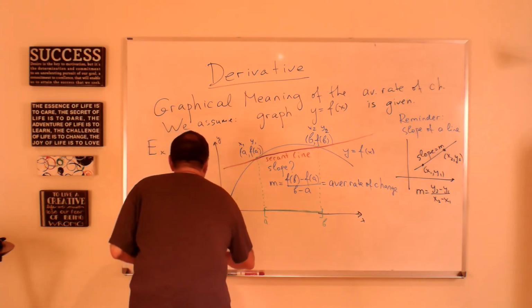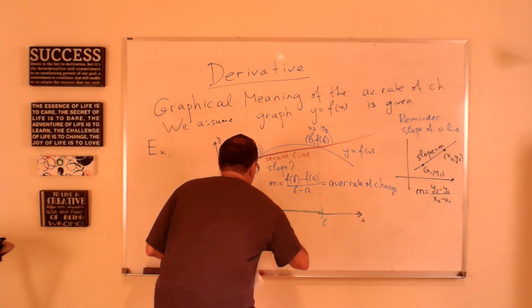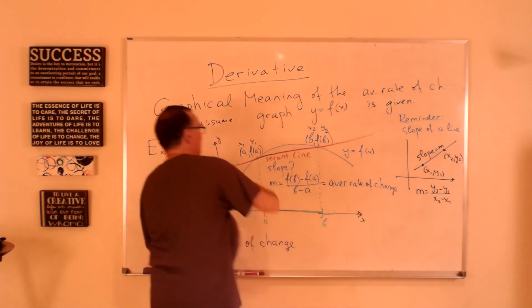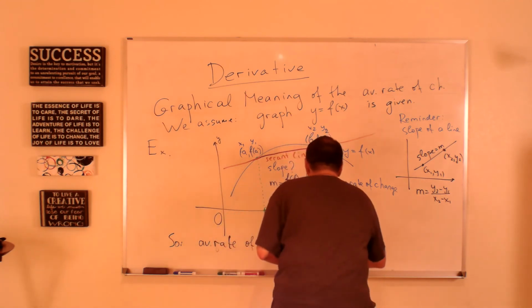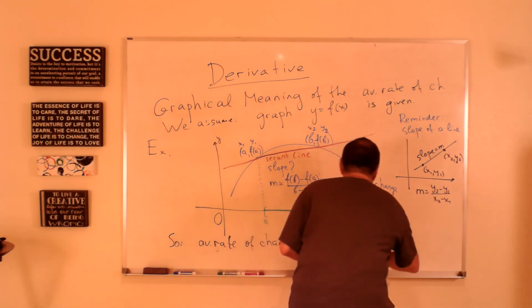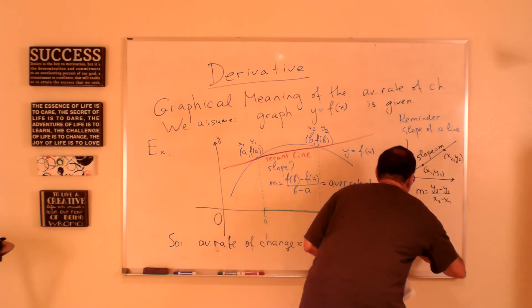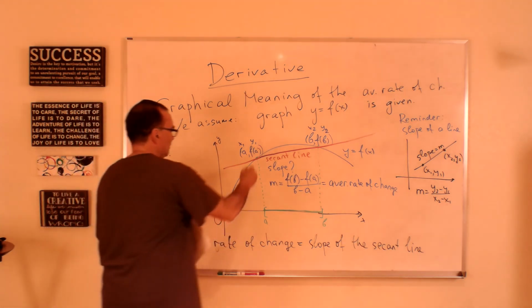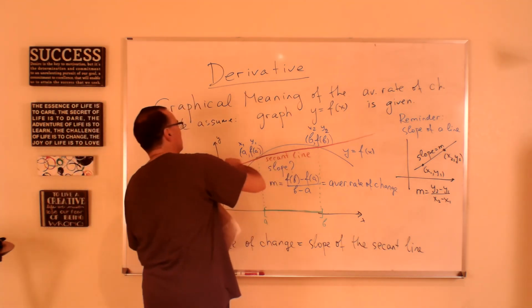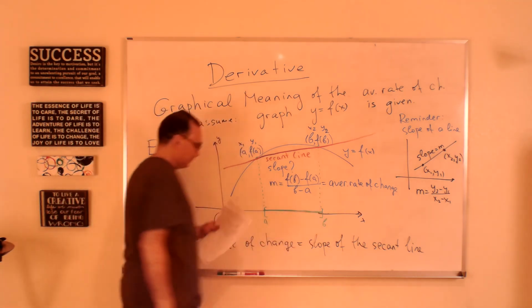So the average rate of change of a function over a certain interval equals the slope of the secant line going through, or crossing the graph at, those 2 points corresponding to the beginning and the end of this interval.